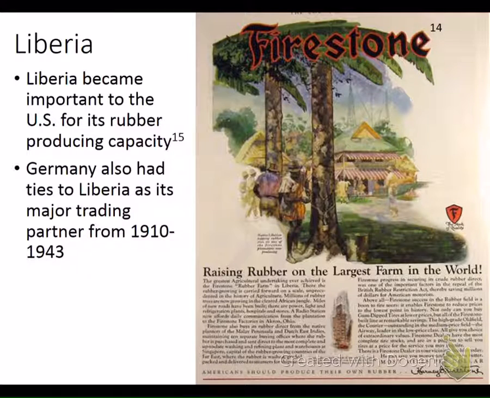And so Liberia is another country of interest in this story. It actually became important to the U.S. for its rubber producing capacity since Southeast Asia was under Japanese control. And there were some challenges there. Germany had ties to Liberia because it was a major trading partner from 1910 to 1943. Most of the doctors on the island were of German descent. It's actually a place that was liberated by freed slaves. It's a really interesting country.